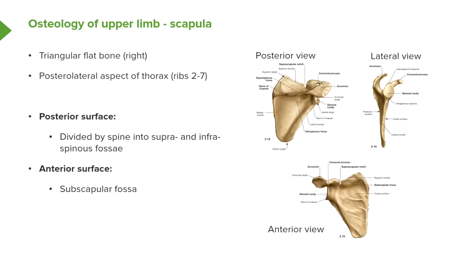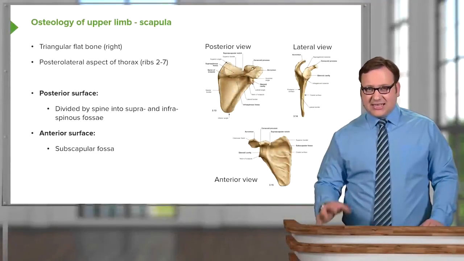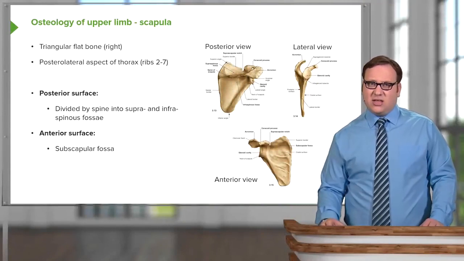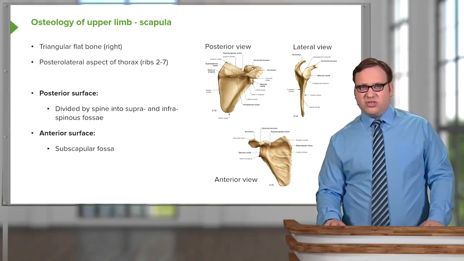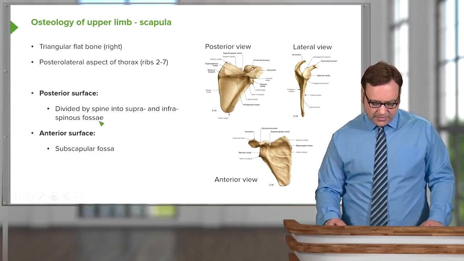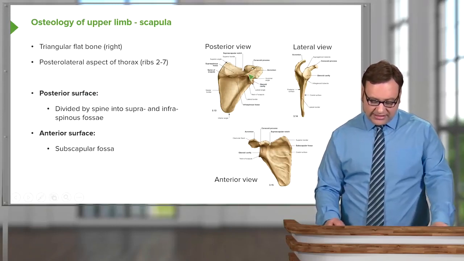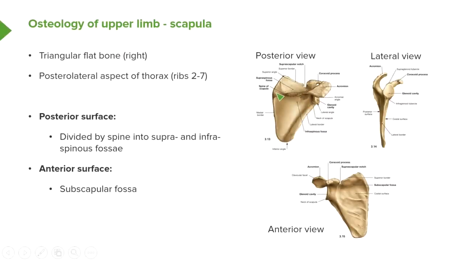So let's look at some features of the scapula. As I mentioned, it's a triangular, flat bone, and it sits on the posterolateral aspect of the thorax at the level of ribs 2 to 7. So it sits directly posterior to the rib cage at the level of ribs 2 to 7. The posterior surface, which we can see here, is divided by this prominent ridge. This is known as the spine of the scapula.